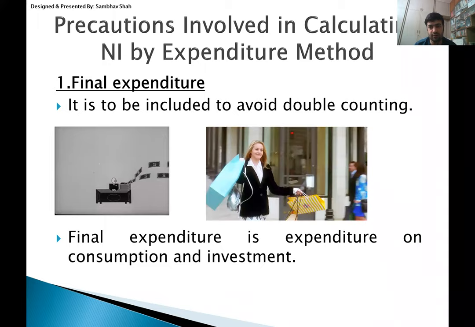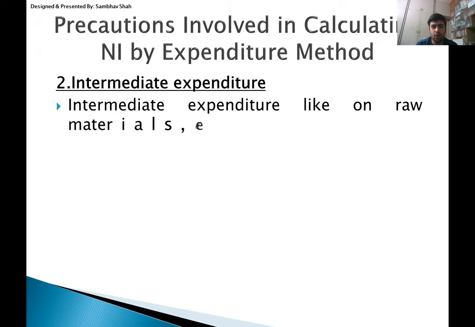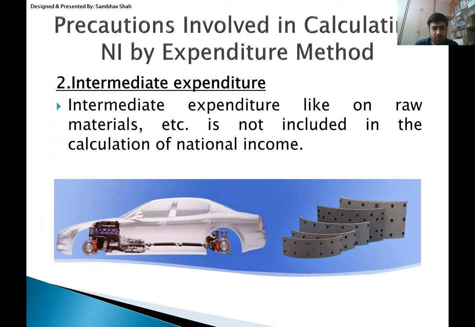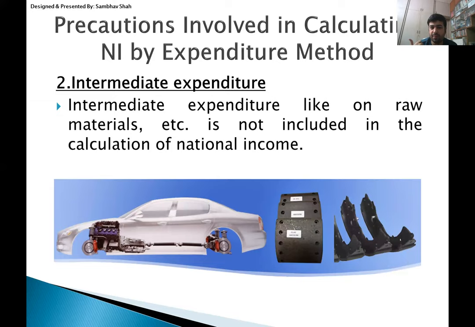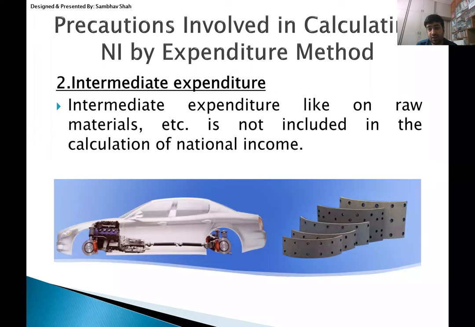Next, intermediate expenditure. Now, what is intermediate expenditure? The expenditure on raw materials, right? Intermediate expenditure, like on raw materials, etc., is not included in the calculation of national income, right? So if you're going to make a car, and let's say I'm going to purchase a car, my purchasing of a car is an expenditure for me, a kind of investment expenditure for me, let's say. So this will be included in the national income.